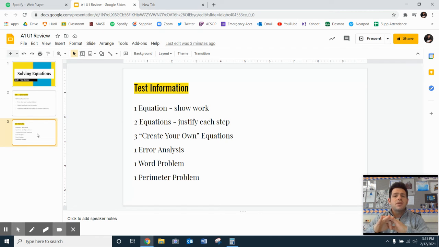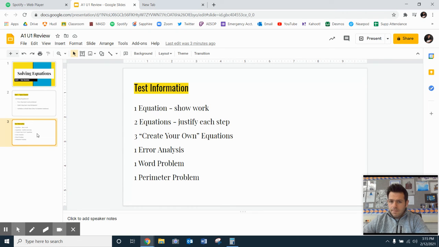There are three scenarios where you're going to have to create your own equation, and you might kind of think about what that might mean. So there will be specific terms that you need to hit, and then you have to create an equation for those three different terms. There is an error analysis problem where there is work displayed for you, and you have to pick out where the errors happen.